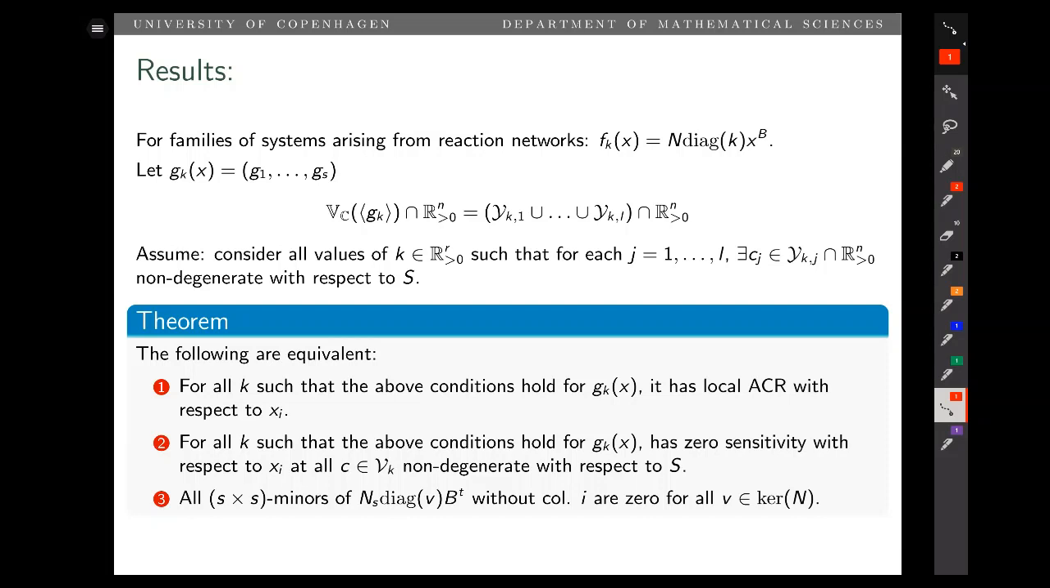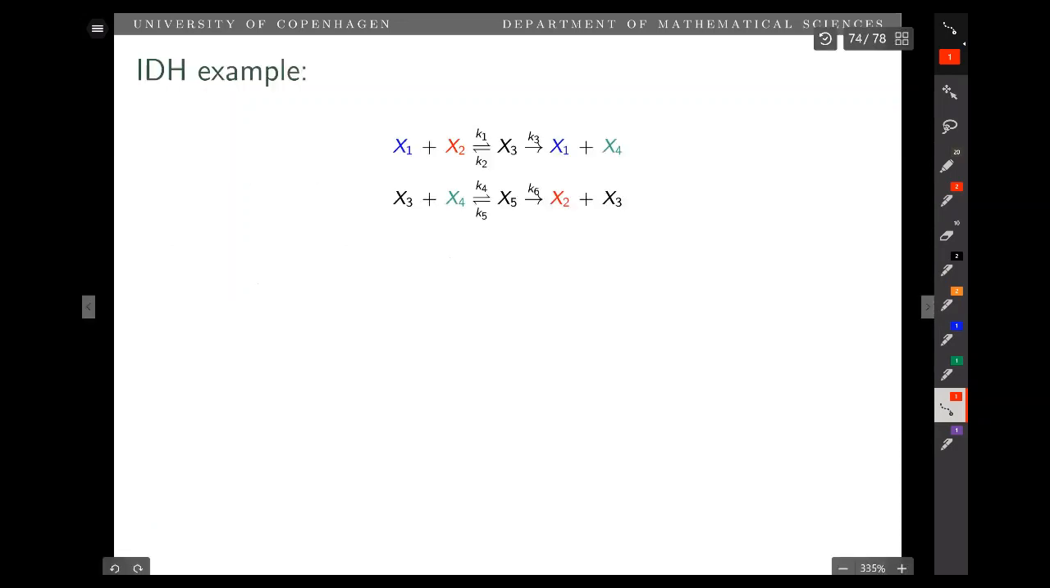So this matrix is just a matrix of integers, and here I just need to find generators of the kernel, which is way easier than finding all the points in my steady state variety, right? And just to finish, let me show this in an example so it's a little bit more clear. Let me go to my IDH enzyme example.